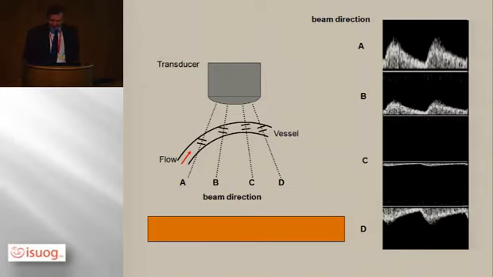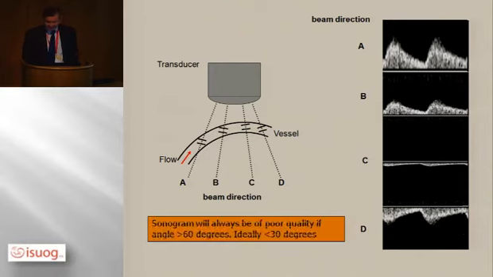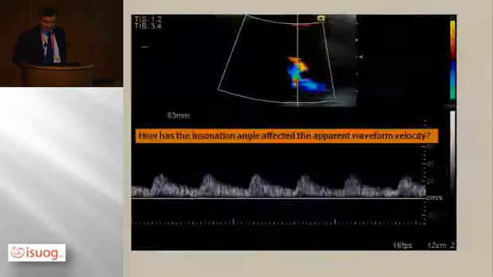So that is basic physics, really, and we just need to be aware of that, particularly in velocity measurements, because, of course, if you have an angle of greater than 60 degrees, certainly like this and like that, you'll get a relatively poor quality waveform, and no matter what you do to that waveform, in changing the scale, reducing the gain, you will never get a very good quality waveform. Ideally, there's a consensus that we should be measuring at less than 30 degrees.